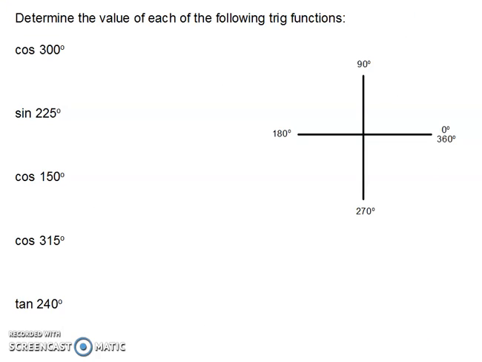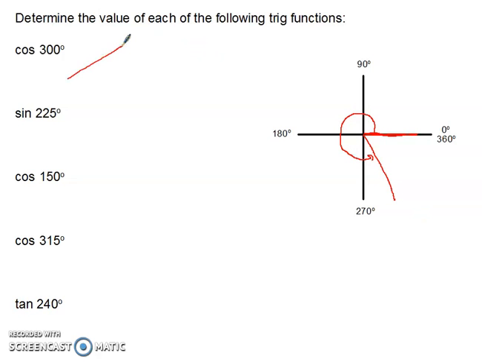We're going to move into our trig functions in the coordinate plane. So, determine the value of each of the following trig functions. I've got an angle of 300 degrees and I would like to find the cosine value of that angle. So in my coordinate plane, I start with my initial side of my angle on the positive x-axis, and then I swing around that terminal side 300 degrees, which would be just after 270 but before 360.